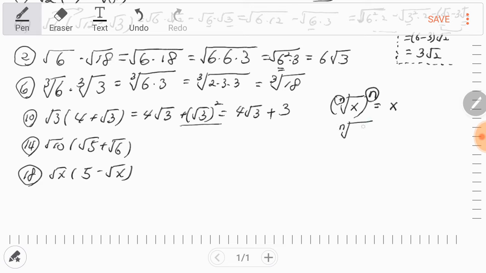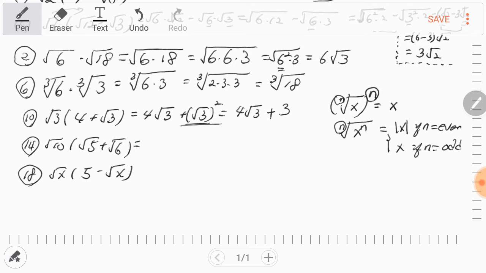If this power goes inside, then depending on whether the index n is even or odd: if n is even, you can make it like this; if n is odd, you can just take x out. Okay. Alright, so this is just take 3 out.